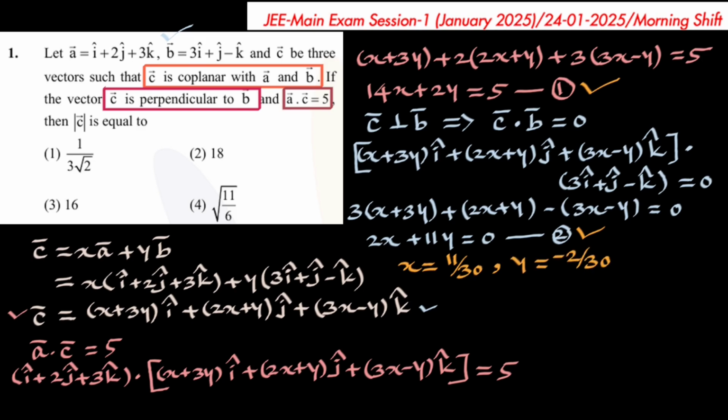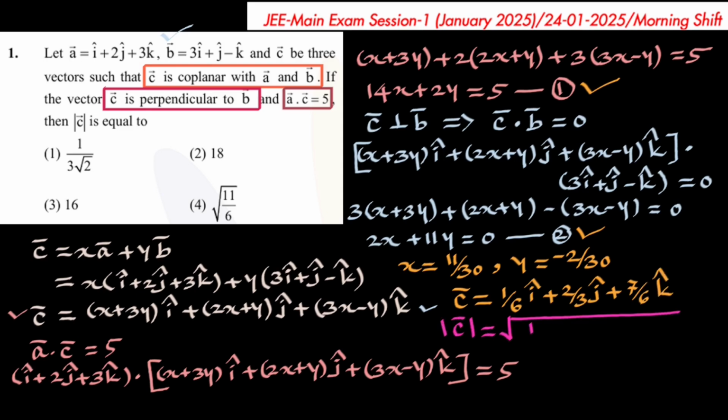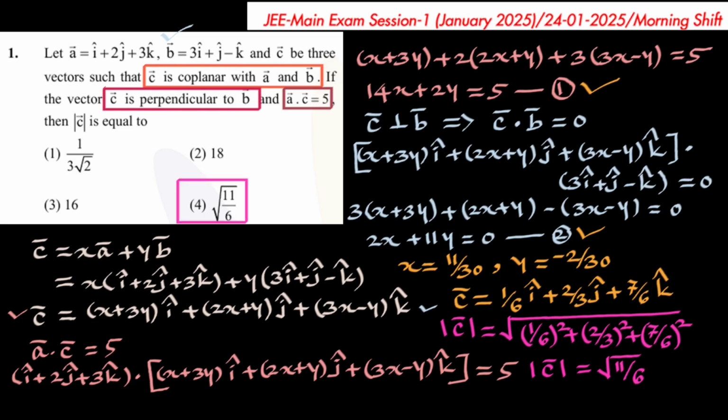Putting these values of x and y, we will get C bar equals 1 upon 6 i cap plus 2 upon 3 j cap plus 7 upon 6 k cap. Magnitude of C bar is square root of (1 upon 6) square plus (2 upon 3) square plus (7 upon 6) square. After simplification, mod C bar is square root 11 upon 6. Hence, the correct answer is option 4, square root of 11 upon 6.